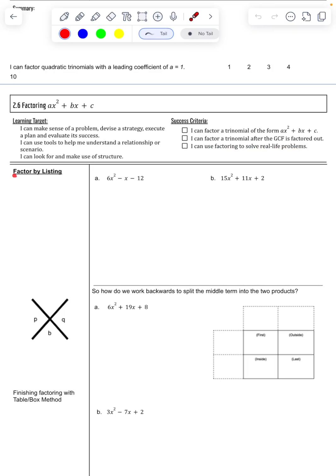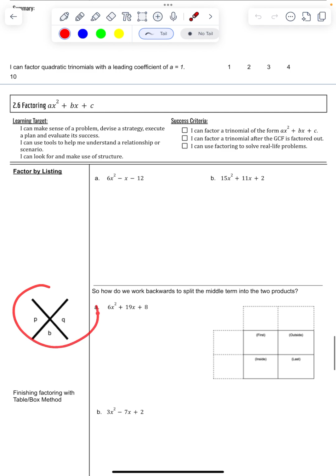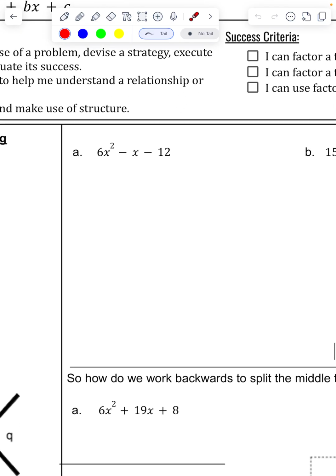We're going to start like how we did last time. We're going to show you how to factor by listing, by trial and error essentially. And then I'll show you how to double check with the X that we did last time to be able to show patterns. Okay, so looking at here, we're going to start with A. And we're going to start with the listing of factors.